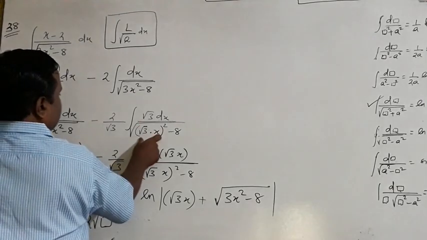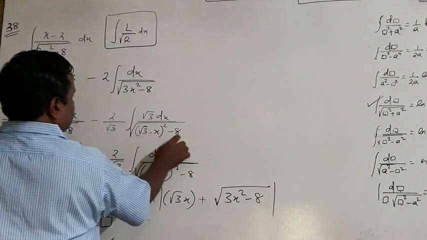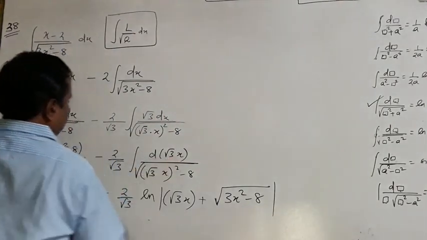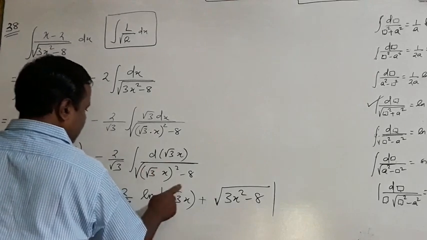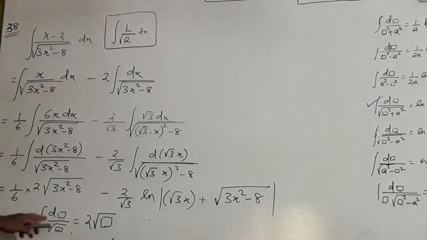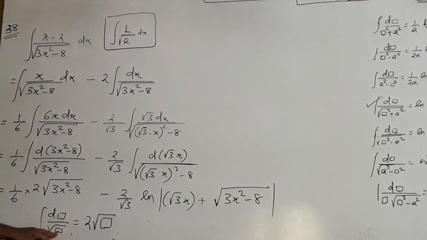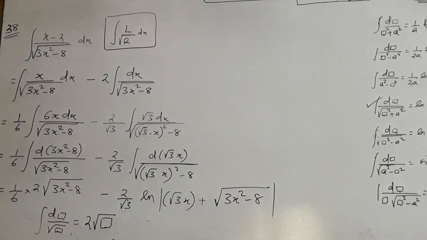The denominator is square minus constant square. This is box square minus a square, derivative of box. Formula, it is 2 by root 3 ln of root 3 x plus root over 3x square minus 8. Okay. Because the integration of d box by root over box is 2 root box. Applying here, you can simplify it.